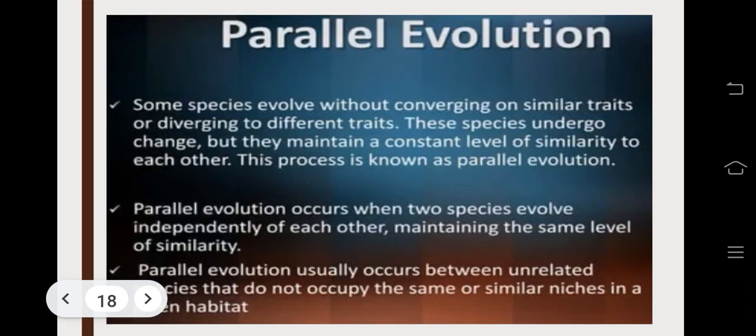And parallel evolution. Some species evolve without converging on similar traits or diverging into different traits. The species undergo change, but they maintain a constant level of similarity to each other. This process is known as parallel evolution. Parallel evolution occurs when two species evolve independently of each other, maintaining the same level of similarity. It usually occurs between unrelated species that do not occupy the same or similar niches in a given habitat.